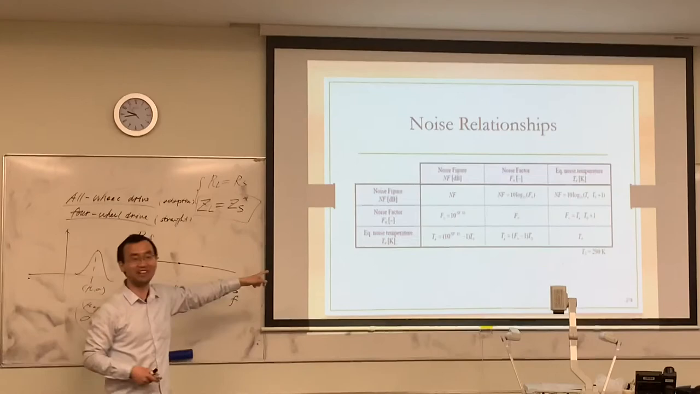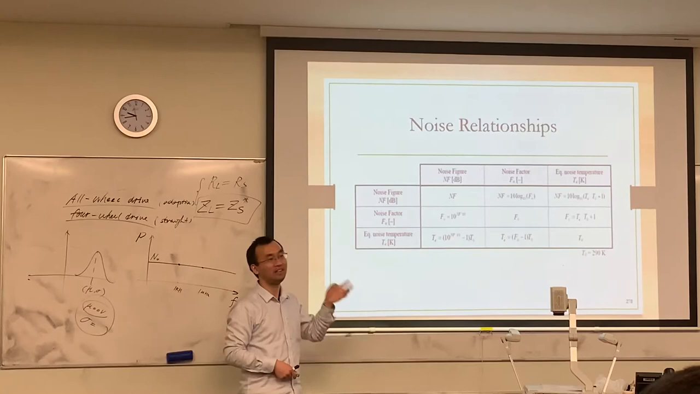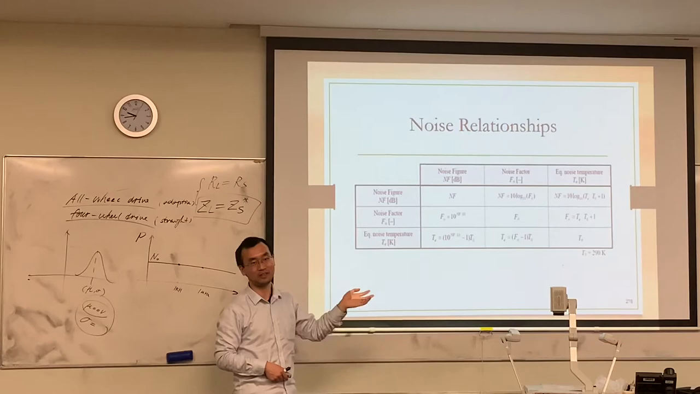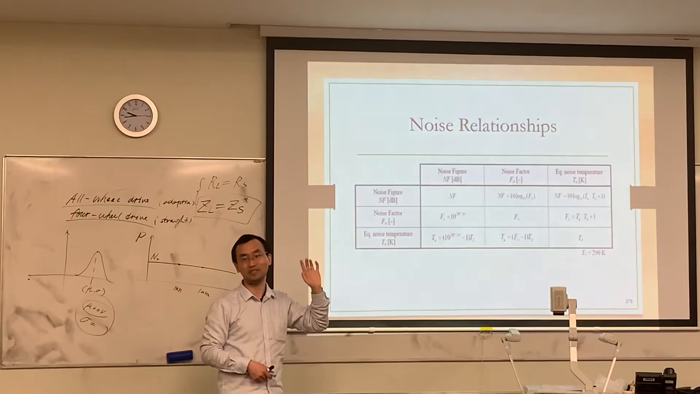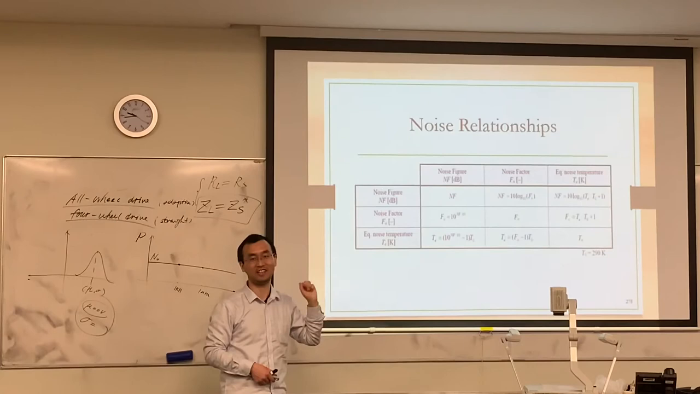So, come back to this one. Why do we start with these three numbers? Because we want to quantify. For example, you want to buy a power amplifier, a low-noise amplifier, or even a mixer. You want to understand how good the circuit is. So the noise figure, noise factor, and noise ratio are the numbers you can look at. Basically, the lower the number, the better the noise performance of the circuit, so you can use this number to quantify it.